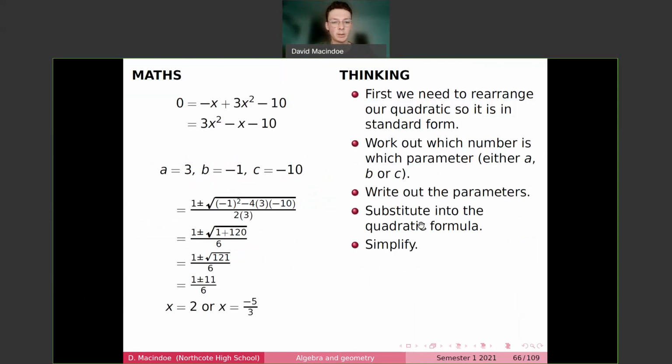Here it is, the solution, all written out nicely for you. One thing that makes this one a bit more difficult is it's not written in the right order. It's not written ax squared plus bx plus c. The first term is x to the power 1. So we need to first rewrite it in the right form and then get out our parameters and put them into the quadratic formula. Out comes x, our two values of x.